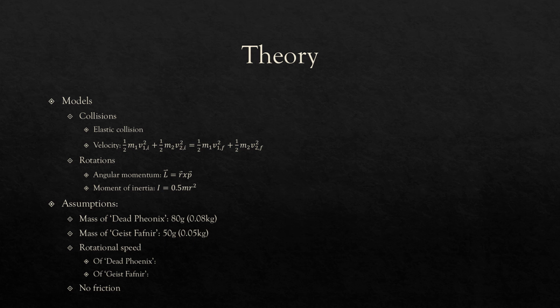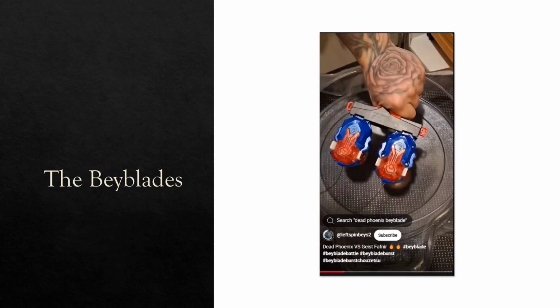Next up is the angular momentum, which is r cross p, where r is the distance traveled by the Beyblades until they hit, crossed with the momentum, which is calculated by multiplying m times v. Some assumptions we have are the masses of the Beyblades found on the internet and the initial velocities which were obtained using the tracker software. Another assumption made was that the surface they were spinning on was flat and frictionless.